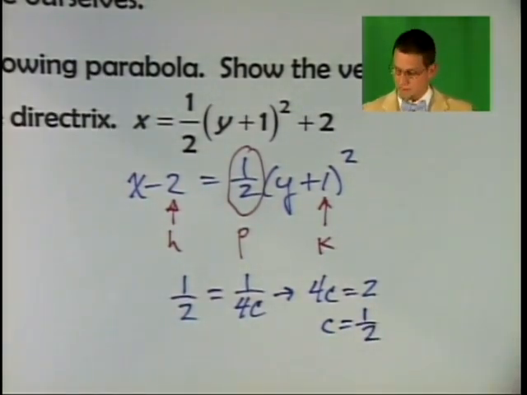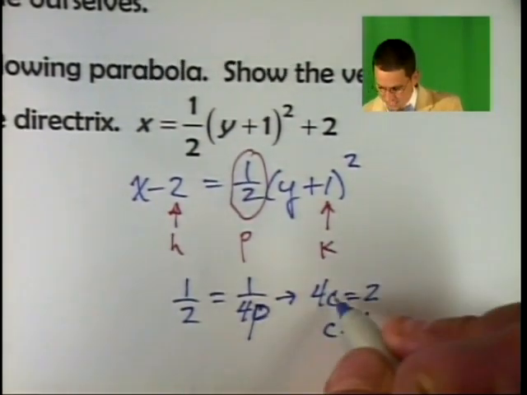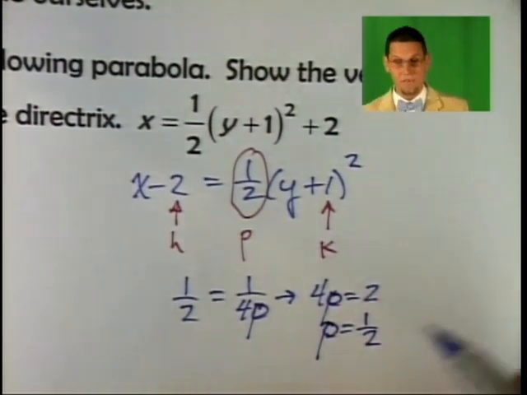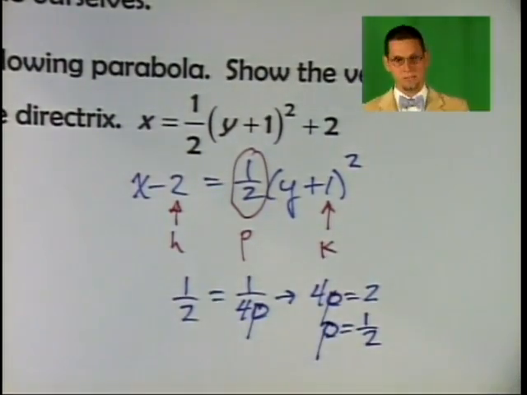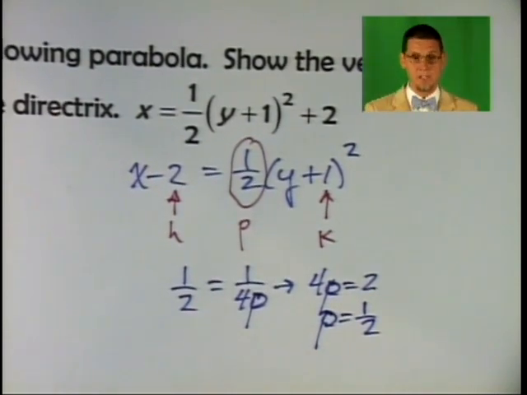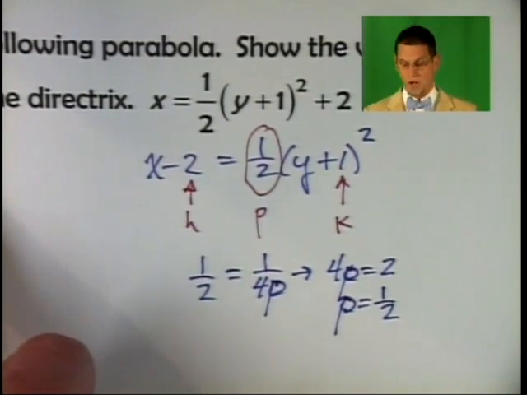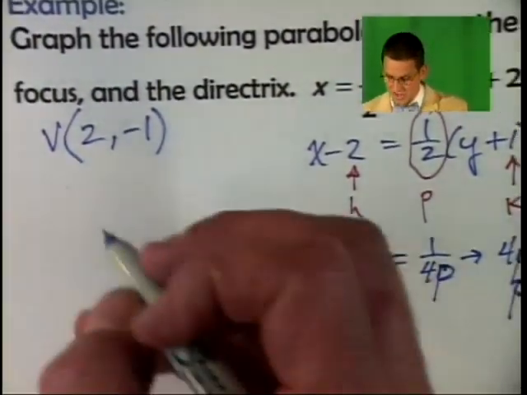Because it's positive, and I called it c, didn't I? That's a bad habit. It's p. Remember, c was the focal length for all the other conics. So, easy mistake to make. P is 1/2. And because it's positive, it's moving in the positive direction from the vertex, which in this case is to the right. So, let's go ahead and sketch it first.